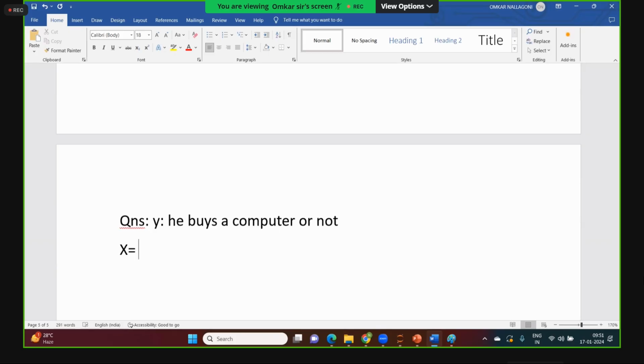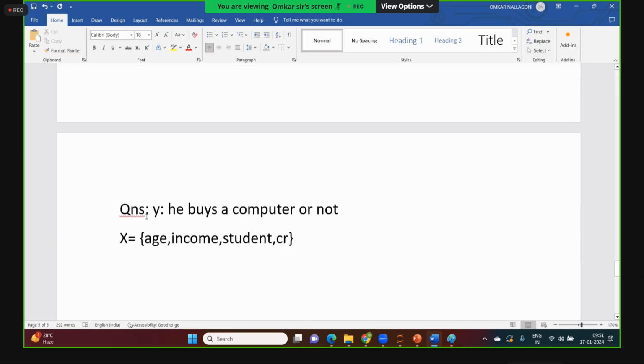X is equal to what? You have age, you have income, you have student, and you have credit rating. And we are talking about the y: whether he buys a computer or not. This is the question, right? Do you remember? Can you please confirm in the chat? The last time we have done this.